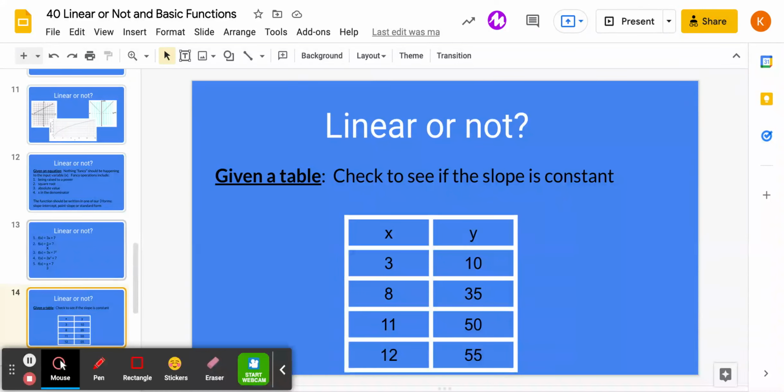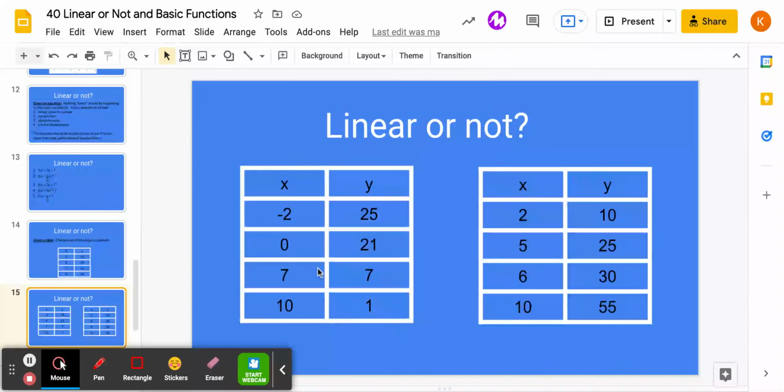Two more things on a table here to determine whether or not it's linear. Test the slope. If it's a constant rate of change throughout, then yes, this would be linear. Okay, so keep that in mind when testing, and I'll leave that up to you to determine whether or not this is linear. You can test it by checking the slope. Is it the same throughout from point to point?